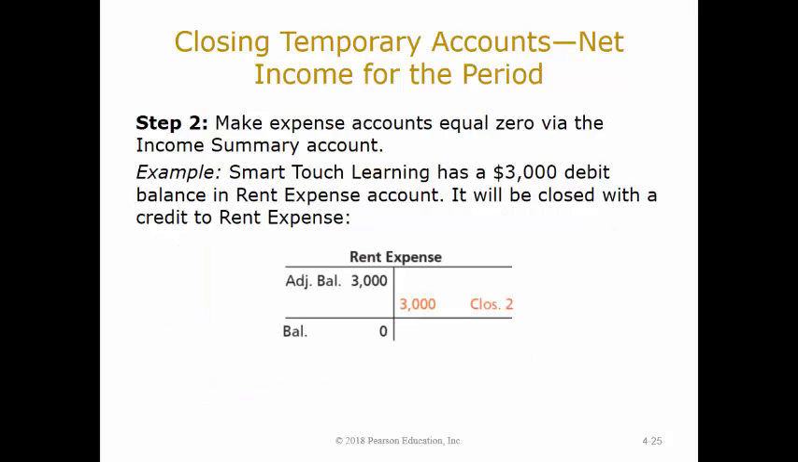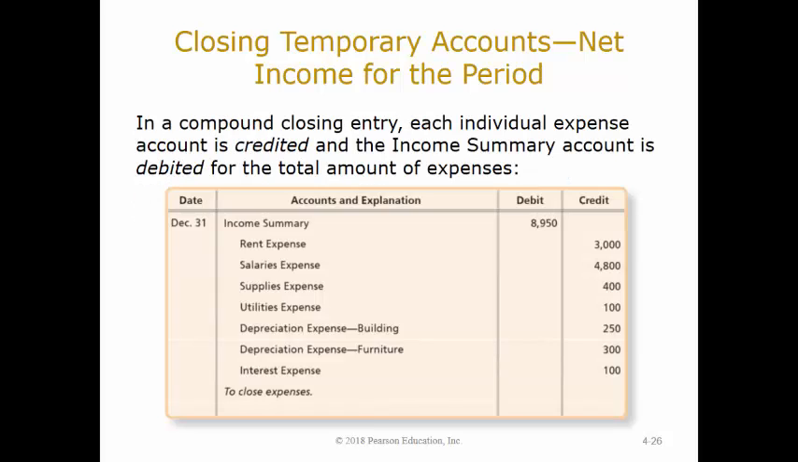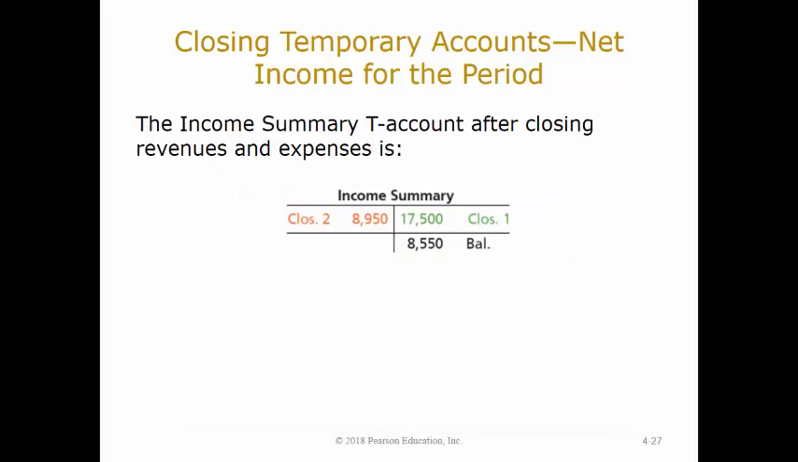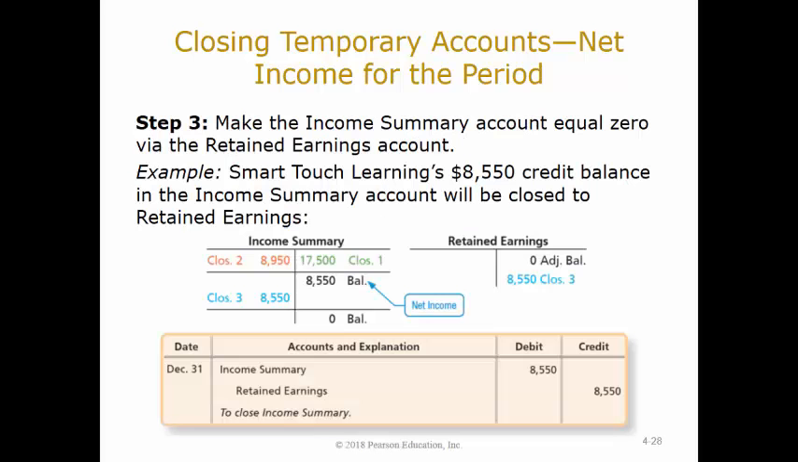Step 2, make expense accounts equal zero via the income summary account. Example, Smart Touch Learning has a $3,000 debit balance in rent expense account. It will be closed with a credit to rent expense. We prepare a closing entry for expenses by crediting each expense account and making a debit entry to income summary for the amount of the total expense balances.